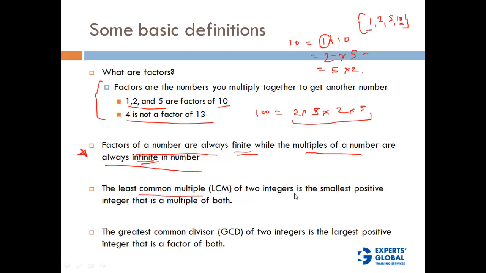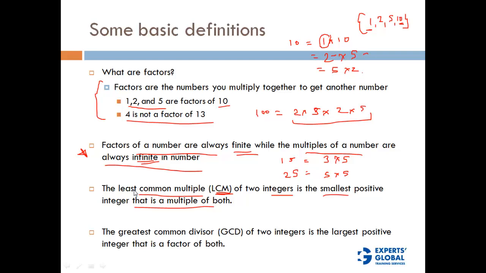The least common multiple of two integers is the smallest positive integer that is a multiple of both. This is called the LCM. So if you are talking about, let's say, two numbers, 15 and 25, let's just factorize. 15 is 3 into 5, 25 is 5 into 5. Correct?